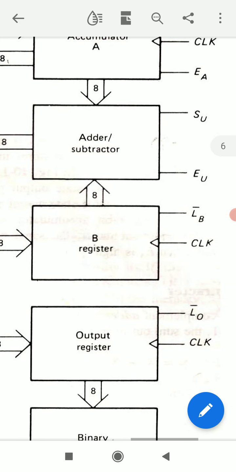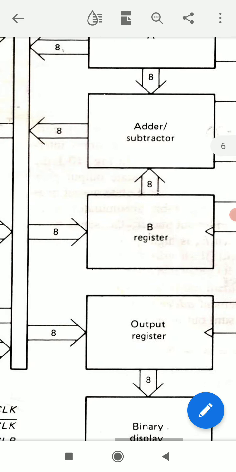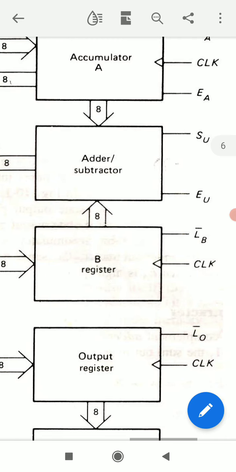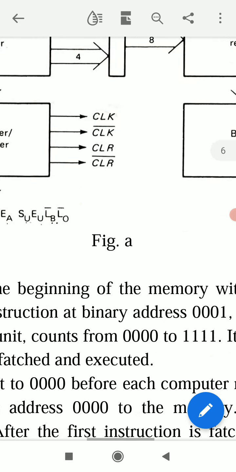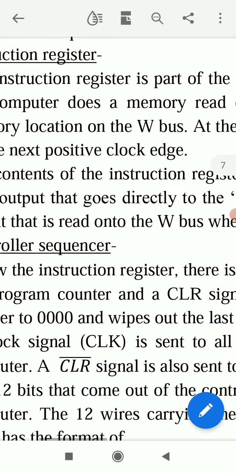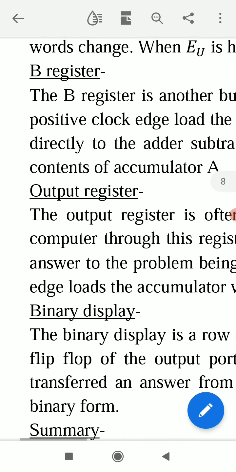And we have this two-state output which goes directly to the adder subtractor. Then this 8-bit word which comes from the W bus goes directly to the adder subtractor where addition or subtraction is performed, and then the resultant word goes to accumulator A. So this is the B register.